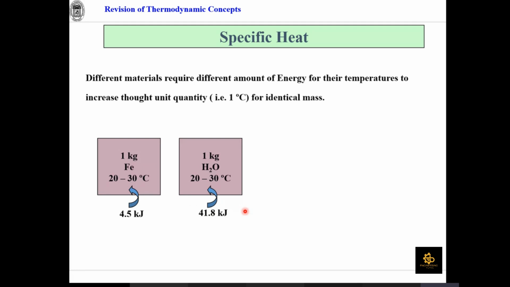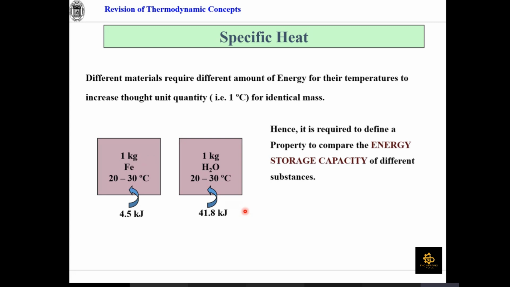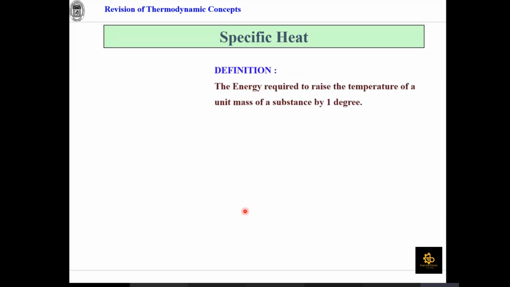This amount of energy required to increase the temperature by a unit quantity for identical mass is called specific heat. Hence it is required to define the property to compare the energy storage capacity of different substances. You will come across the term specific heat many times in this course, and this property is known as specific heat.